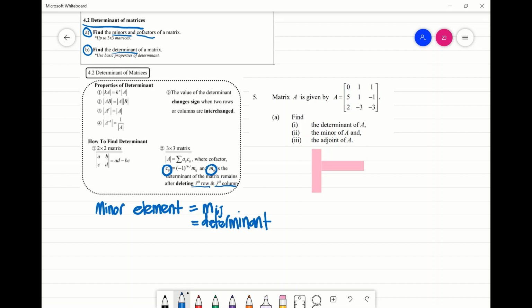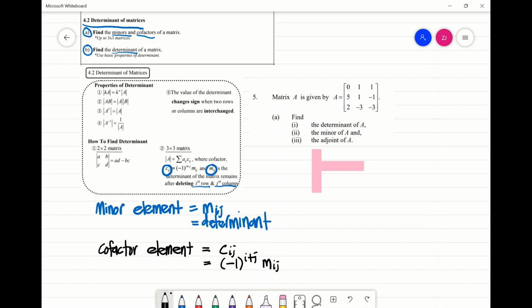Whereby cofactor, what is cofactor? This is the cofactor element. Cofactor is represented by Cij, where Cij is equal to -1 to the power of i plus j times Mij, where M is basically the minor.